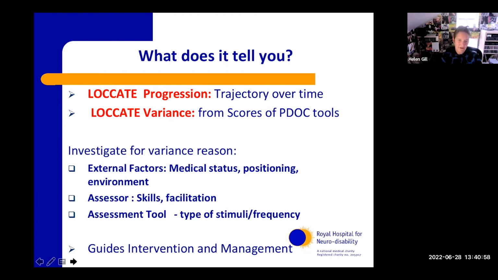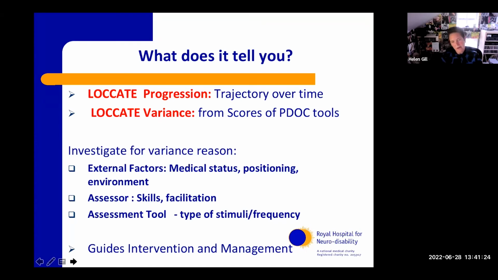So what will it tell us? It will tell us about variance from external factors. For example, has their medical status changed? They've had a chest infection, the scores are going down. Is it positioning? Let's say the WHIM is done when he's in the chair, and the CRS when he's lying in bed, and actually he responds better during positioning in the chair.